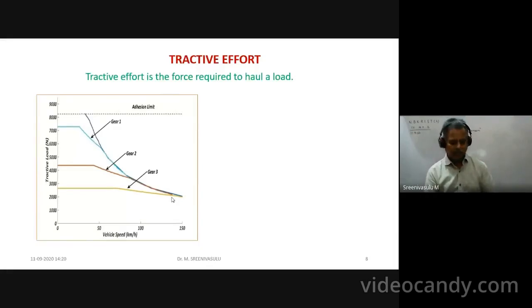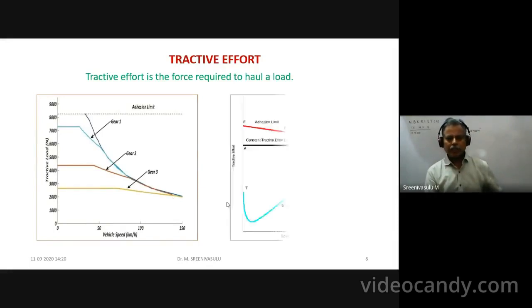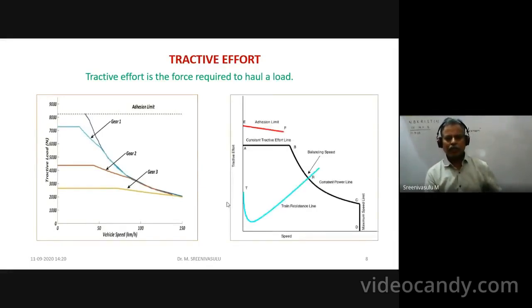So this is the kind of input we will be getting from here. Then this is another kind of plot. It is again not bothering about the gear ratios and all, but it is trying to give you the plot between tractive effort and the speed. The train resistance line is actually this.